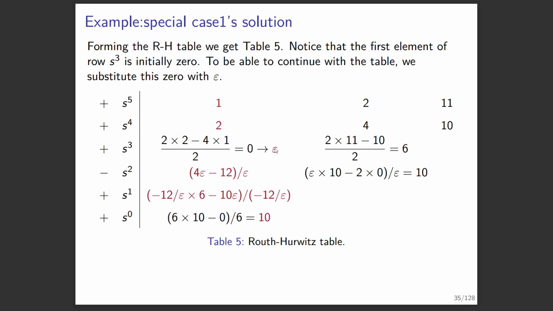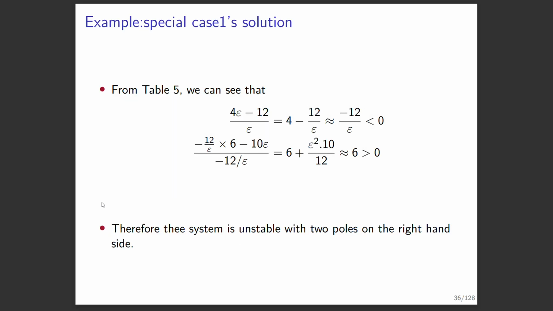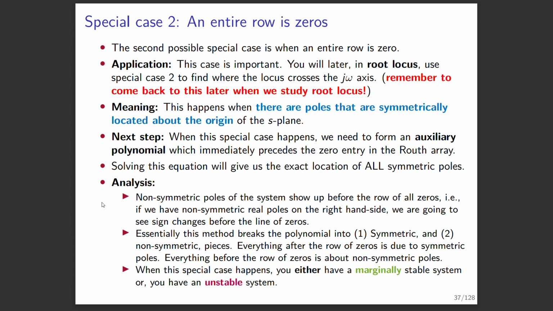Well, this is a positive number. It's very small, but it's positive. How about here? 4 epsilon minus 12, but epsilon is a very small number. So it's like negative 12 divided by a positive number. So this is a negative number. And I do the analysis like that. Here, what I get in this example is 2 sign changes. So I have 2 poles on the right hand side, and I have instability. Okay, so that was special case 1.